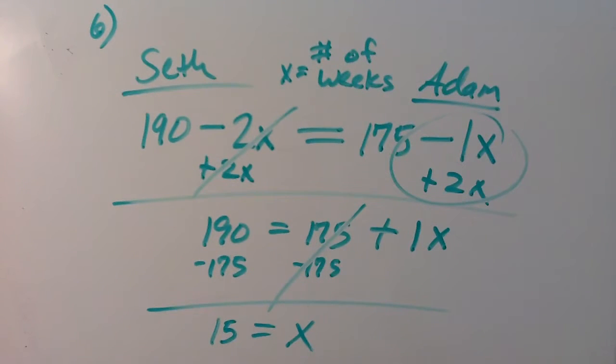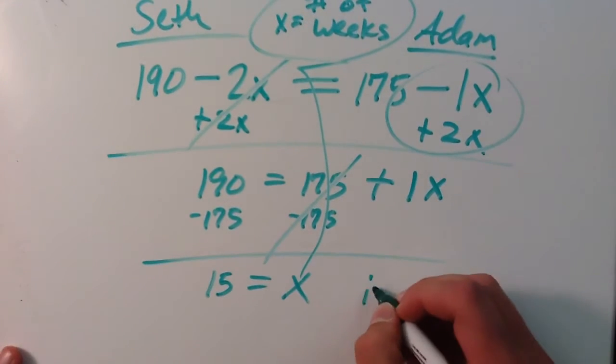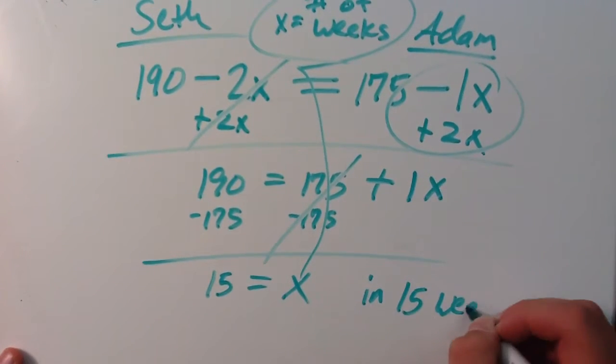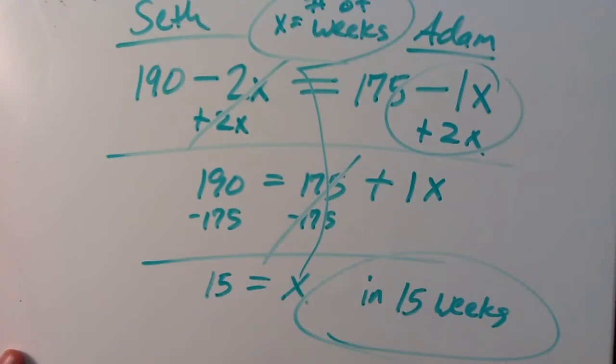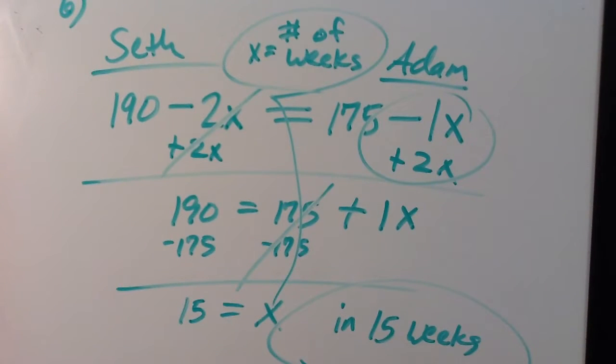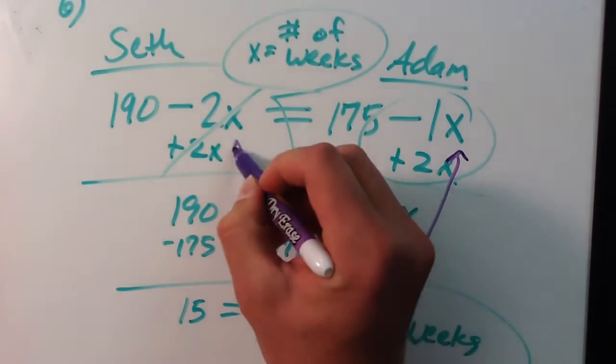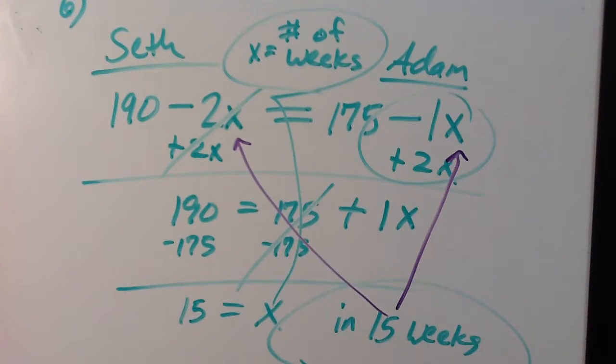And so we solved the equation. X is 15. And what does x tell us? X tells us the number of weeks. And that is what the question asks us to do: when will Seth and Adam weigh the same? They will weigh the same in 15 weeks. If you were to take the number 15 and plug it in right there and right there, the left side would equal the right side. They would be the same weight after 15 weeks.